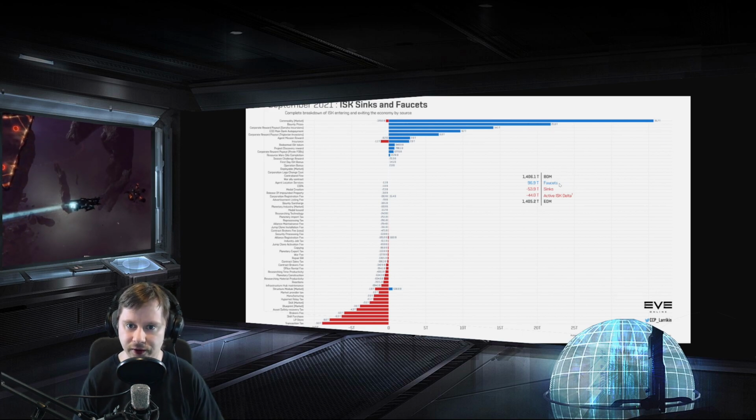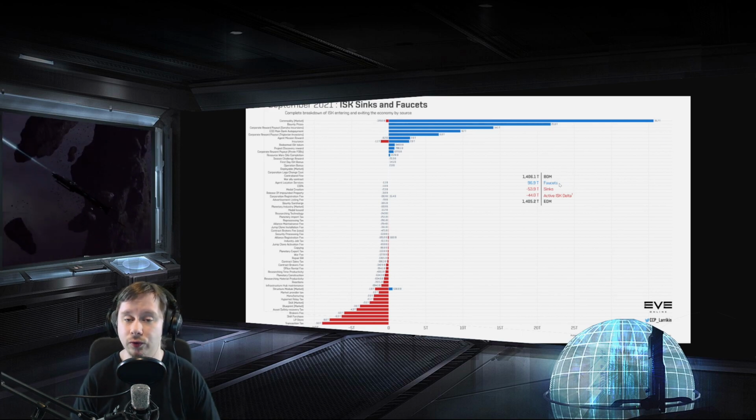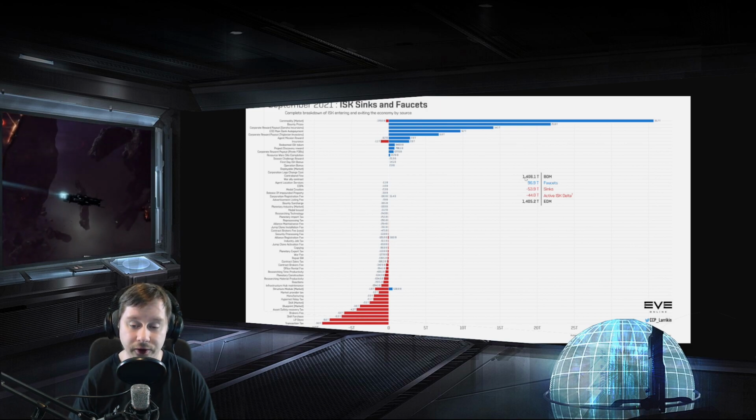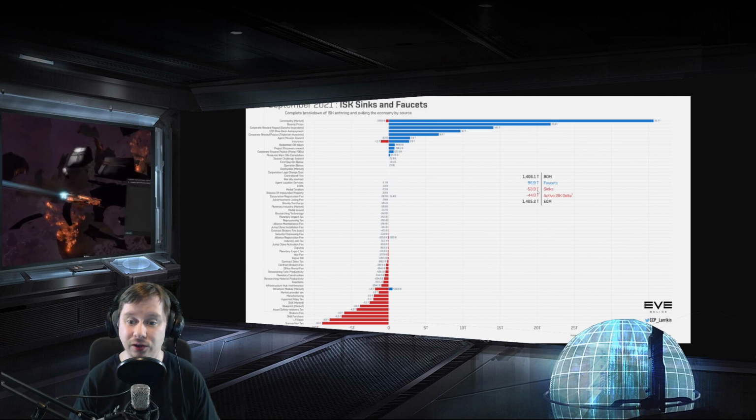Because I still had the feeling that we were increasing in activity after the summer slump. But look at that, 1,406 trillion at the beginning of the month and 1,405 trillion at the end of the month. But faucets is 97 trillion, sinks is 54 trillion. So there's definitely a lot of risk that has been created.